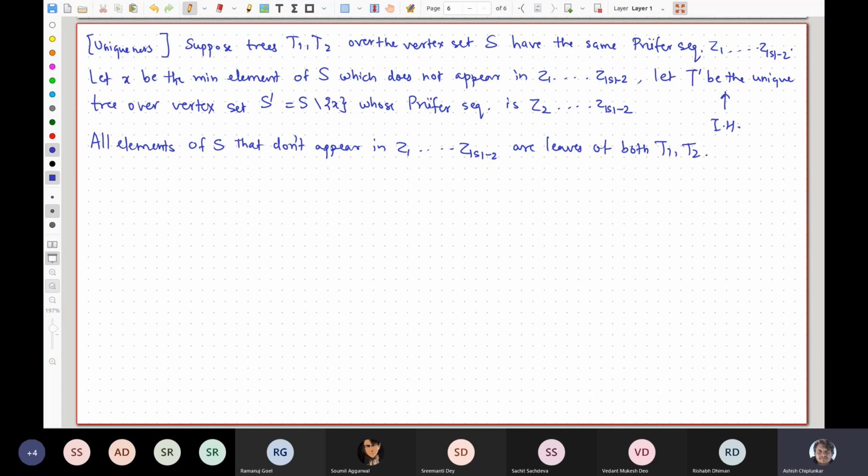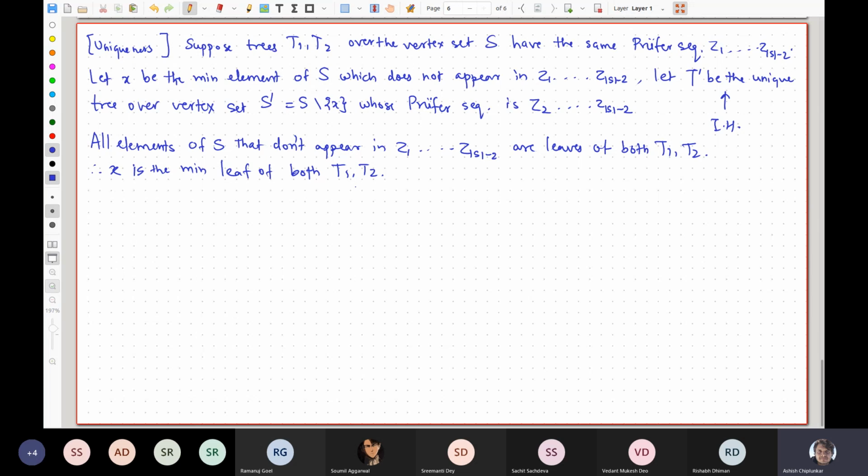Right, and this argument we have kind of informally seen earlier. Given a Prufer sequence, that uniquely defines the leaf set. Therefore T1 and T2 have the same leaf set. Now because they have the same leaf set, X in particular does not appear in the sequence, so X is the minimum leaf of both T1 and T2.